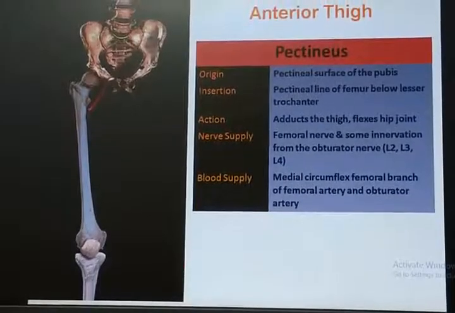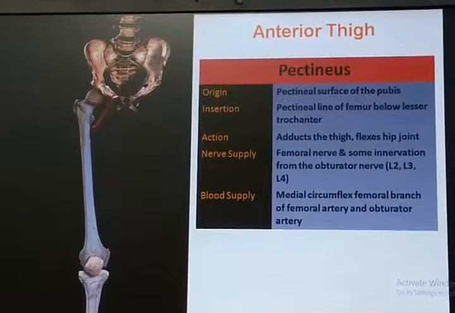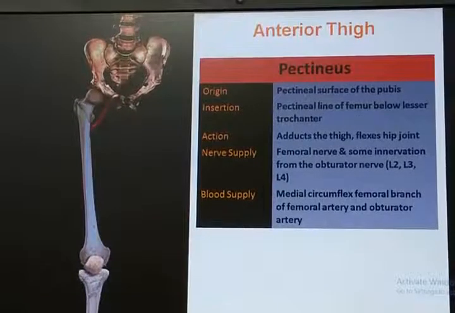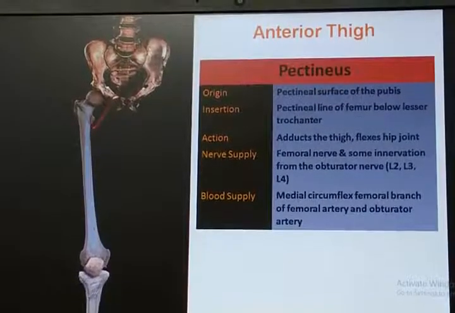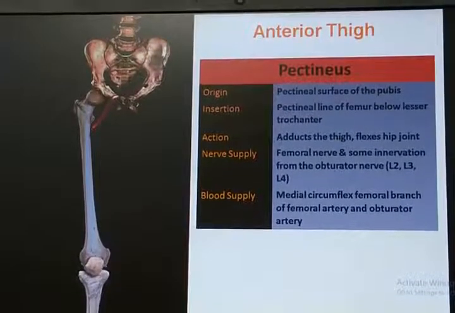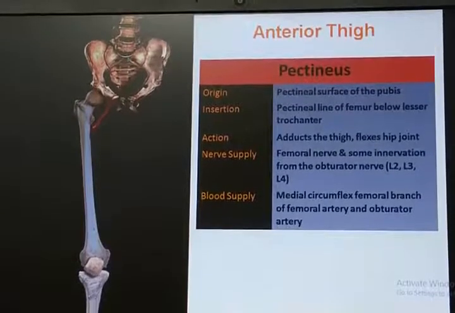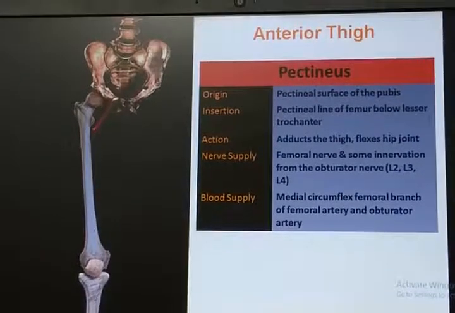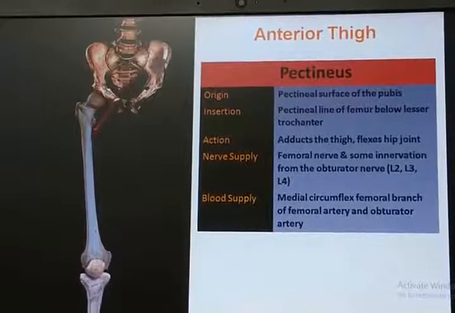The pectineus is also an anterior compartment muscle of the thigh, originating from the pectineal surface of the pubis, and inserting on the pectineal line of the femur below the lesser trochanter. It adducts the thigh and flexes the hip joint. Nerve supply is the femoral nerve and some innervation from the obturator nerve. That's why the pectineus is a hybrid muscle. Blood supply is from the medial circumflex femoral branch of the femoral artery and the obturator artery.